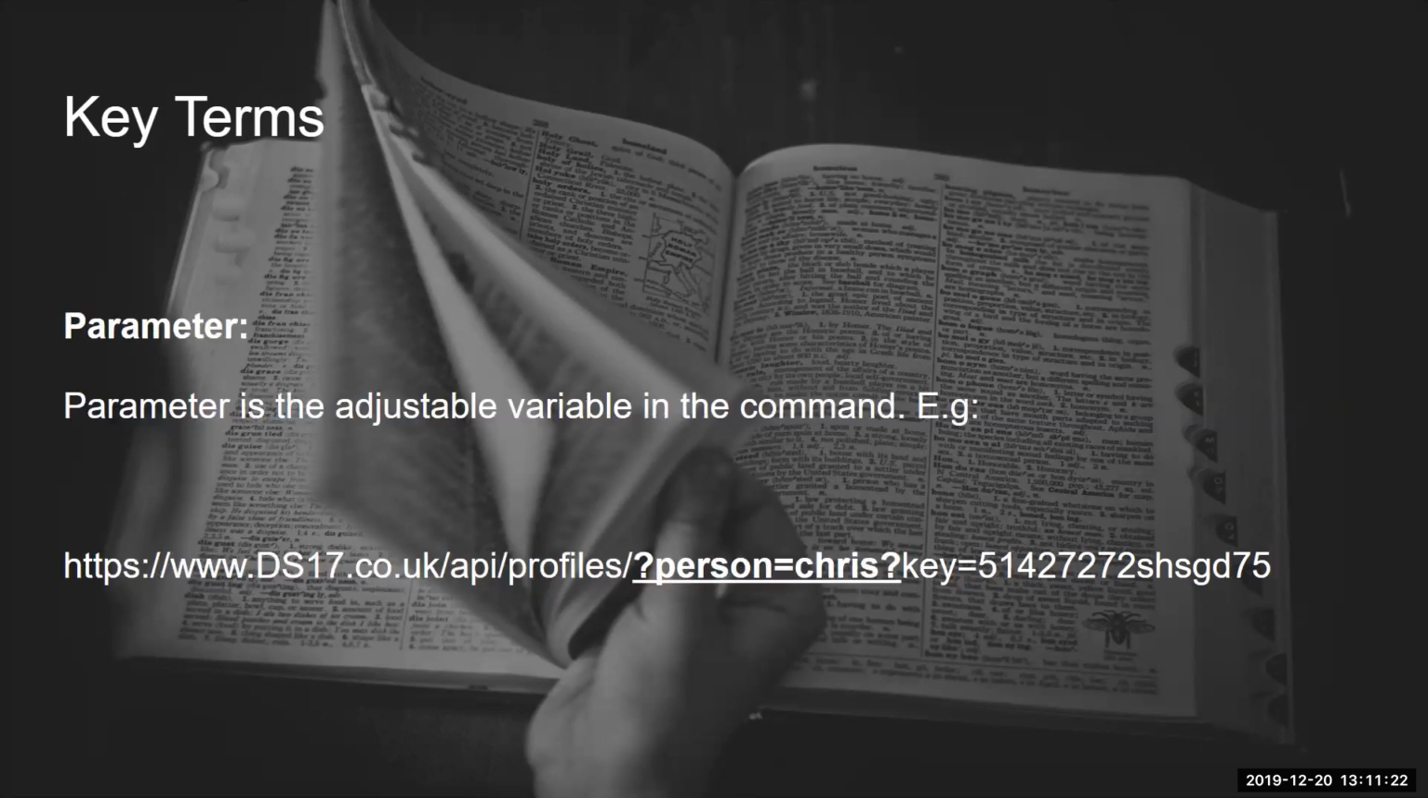Okay, now the parameter. This is a bit more of an adjustable bit. So here, if you're going to the DS17 API, you want information on us, and you want to look at Chris, me, because I'm a very interesting person. Of course, you want to know about me. So you would put in person equals Chris. That's the parameter. The person means you want to know about a particular person, and then equals, you specify which person you want to know about.